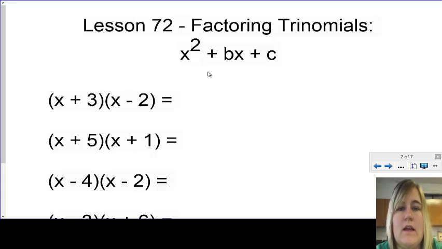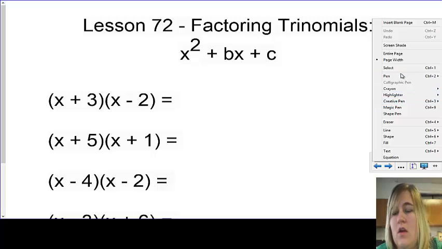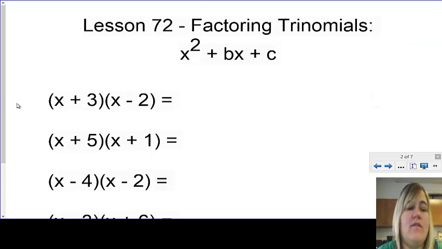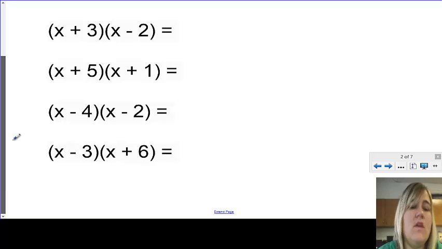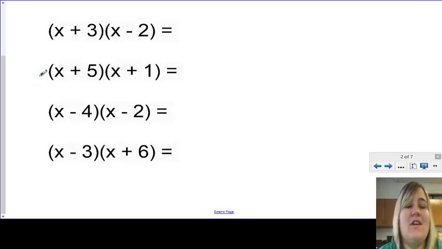What we're talking about today is lesson 72, factoring trinomials in the form of x squared plus bx plus c. That means that we are dealing with a coefficient of 1 out in front of that x squared term. As you can see, I have listed several products of binomials, because factoring is whenever we take a trinomial back to that product of binomials. So we're going to show how it goes from one to the other.